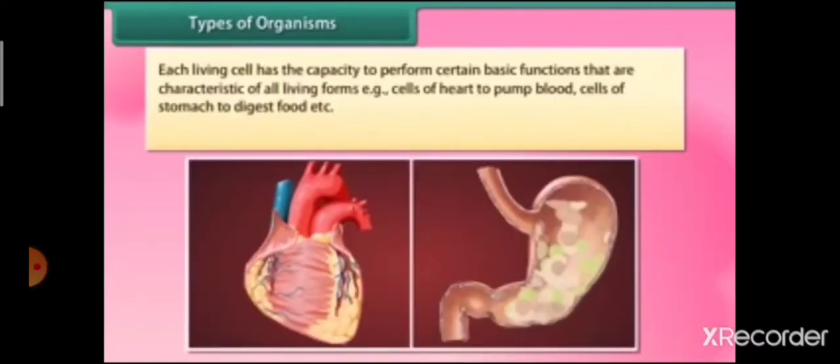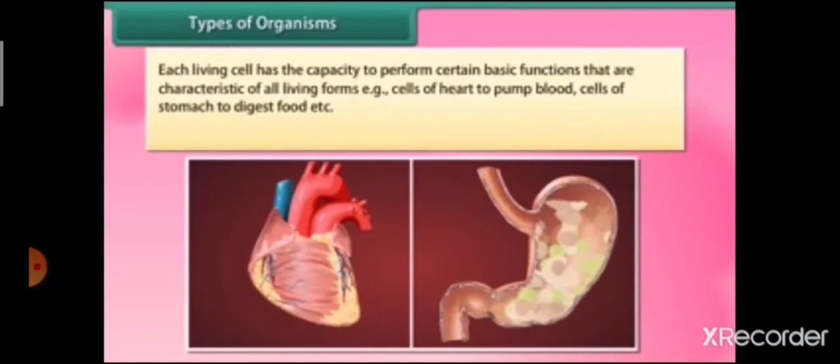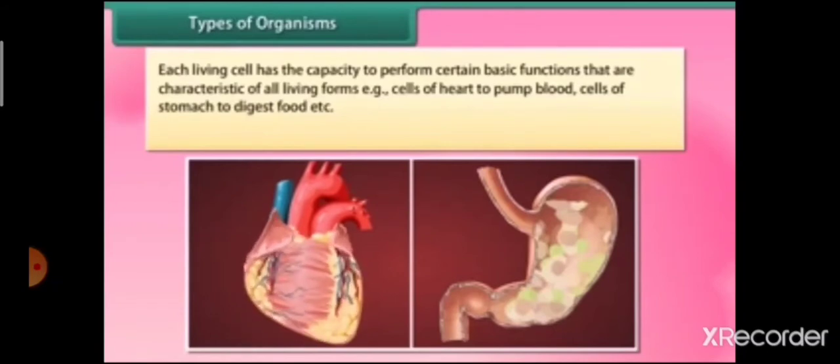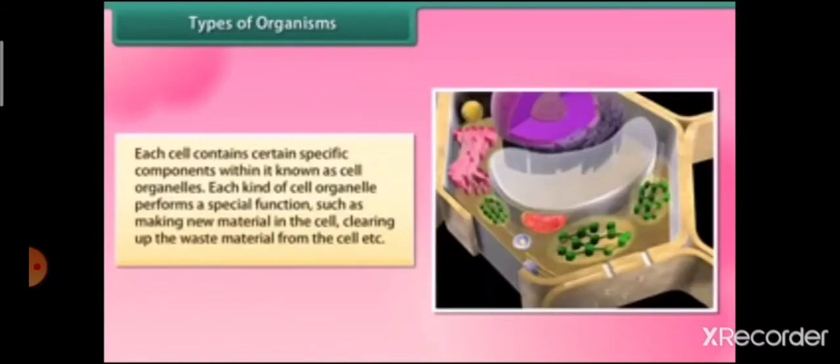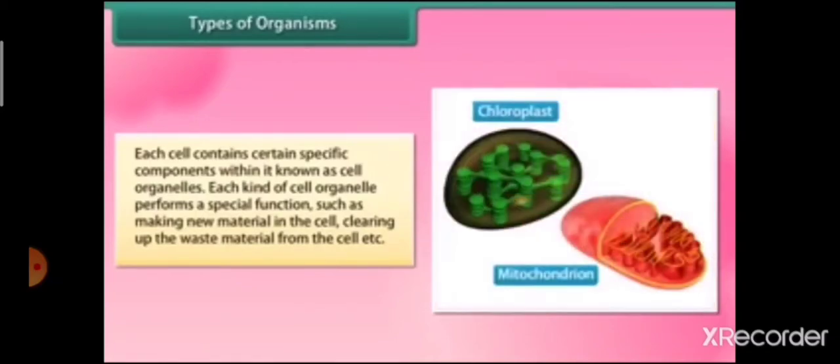Each living cell has the capacity to perform certain basic functions. For example, cells of the heart pump blood, cells of the stomach digest food. So it means that each and every part of the body has some function. Each cell contains certain specific components within it, known as cell organelles. Each kind of cell organelle performs a special function such as making new material in the cell, clearing up the waste material from the cell, etc.